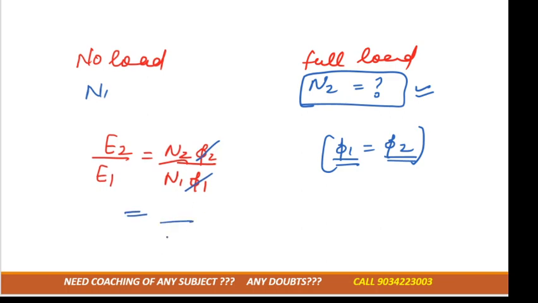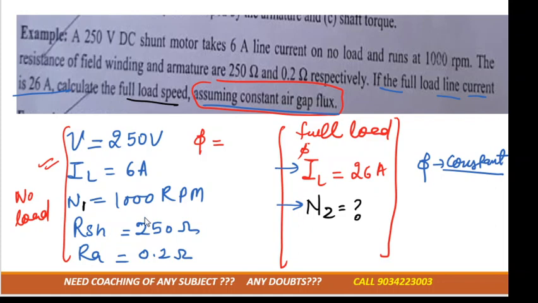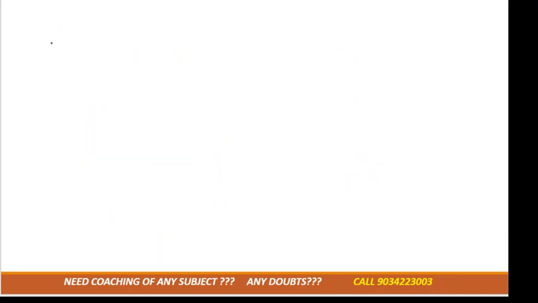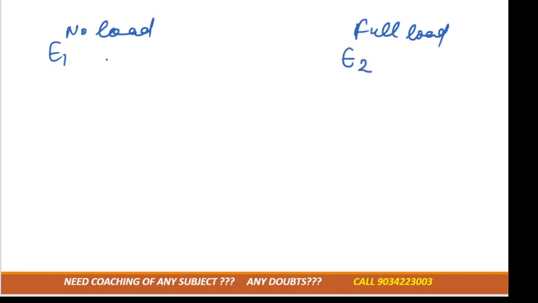So we know the value of N1. They have mentioned that, that is 1000 rpm. We need to calculate N2. But if we know the value of E2 and E1, then only we can proceed further, right? Correct. E1 is for the no load, and E2 is for the full load. So we are having separate E1 and E2.